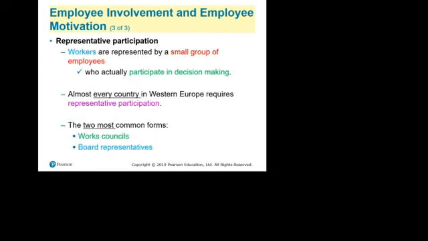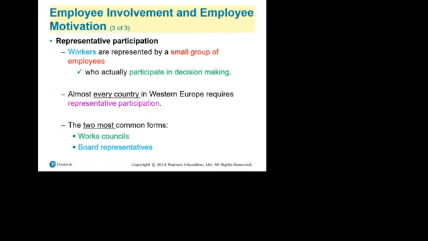Okay, representative, the second type of employee involvement with the management is representative participation, where workers are represented by a small group of employees. Instead of all employees participating in decision making with the management, it's only a small group of employees which represent the whole employees participating in decision making.